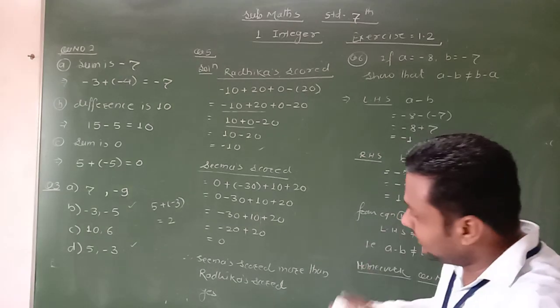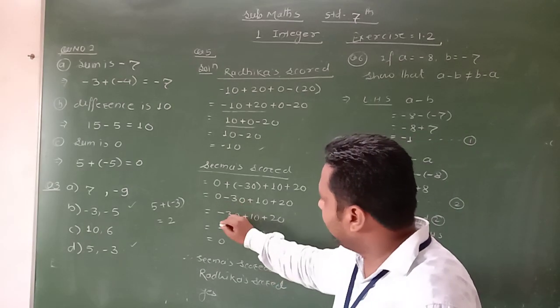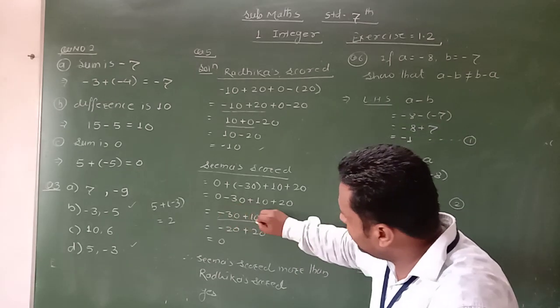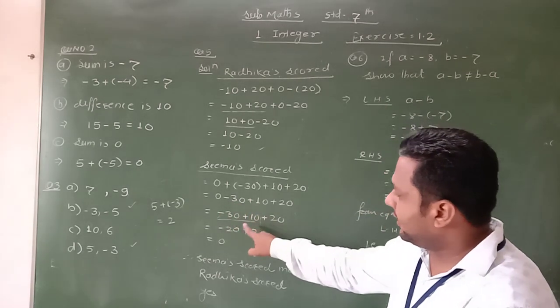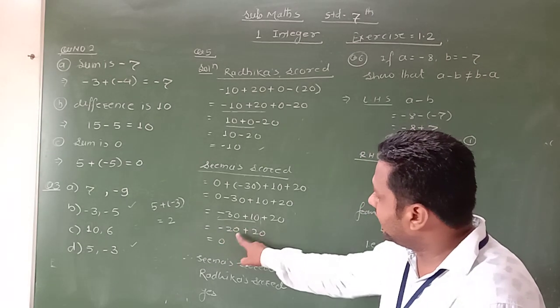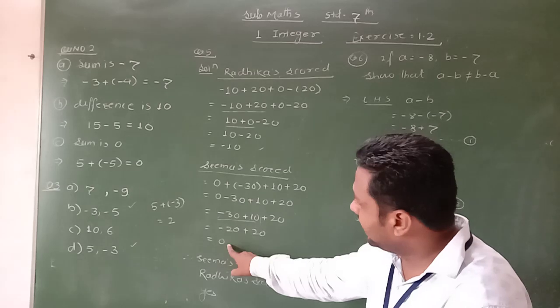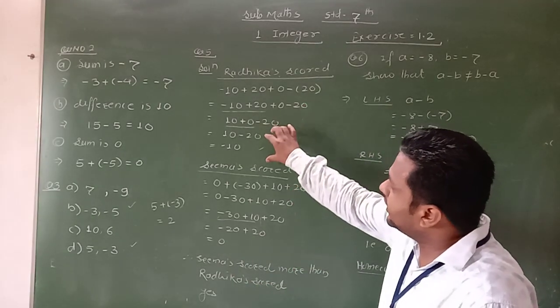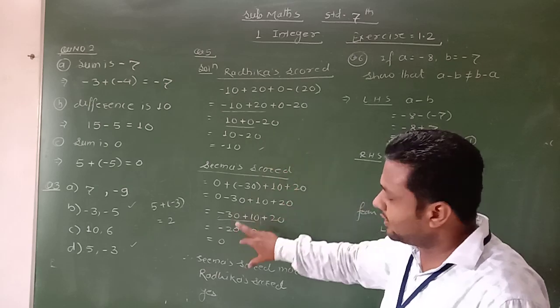Okay. First we see the two numbers. 0 minus 30, here we get -30, plus 10 plus 20 as it is. Then in these two numbers, -30 plus 10, the subtraction is -20 here, plus 20, -20 plus 20. Okay. Here we get the answer 0. In this way, we find that Radhika's score is -10 and Seema's score is 0.